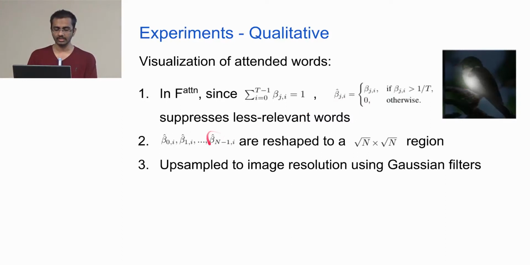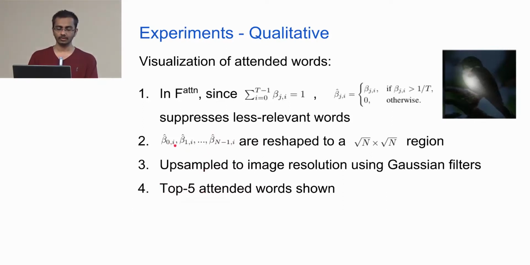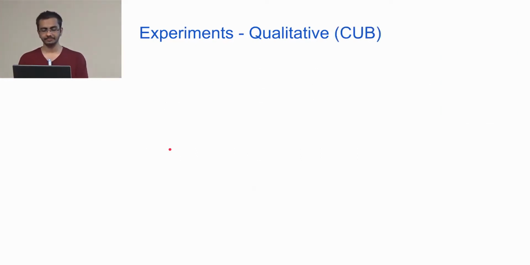It shows where it is most focusing on this particular word. You can do this for all the words, but for visualization they have used the top 5 attended words. So this i varies from 0 to 4. Basically they do it for all the words, but they show only the top 5.